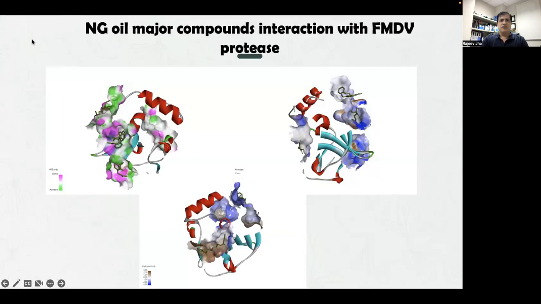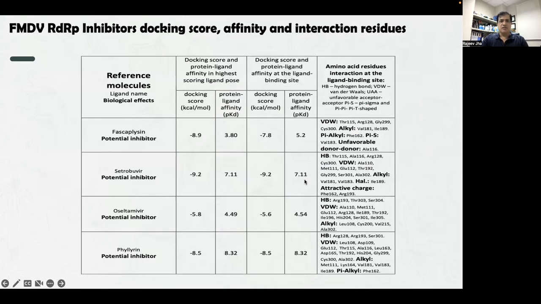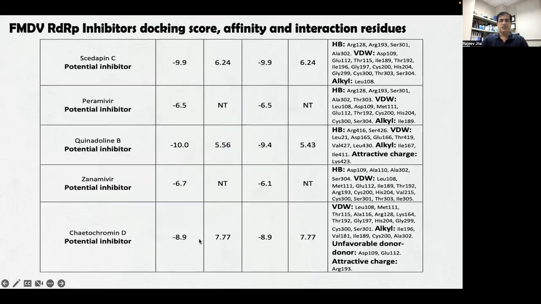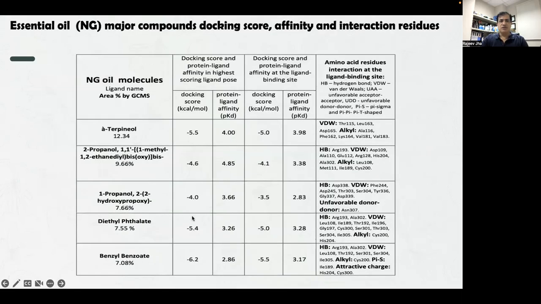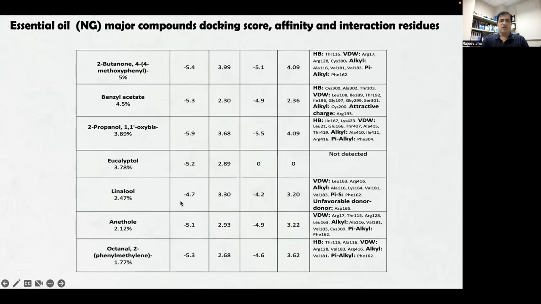On NG oil, major compounds interaction with foot and mouth disease virus protease. Here again, we are using the reference molecules which are having high docking score. Then come to essential oil, natural guard major compounds. This terpineol, diethylphthalate, benzyl benzoate all have negative or high docking scores. Continues, eucalyptol, linalool, and anethol all have high docking scores.